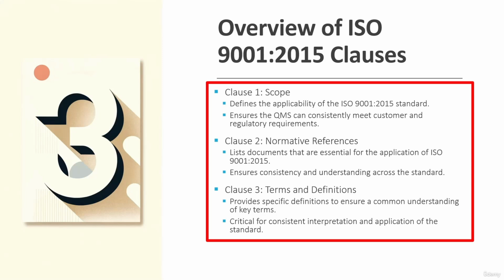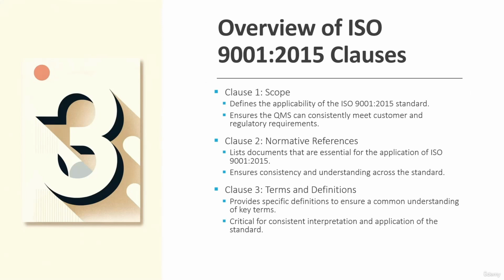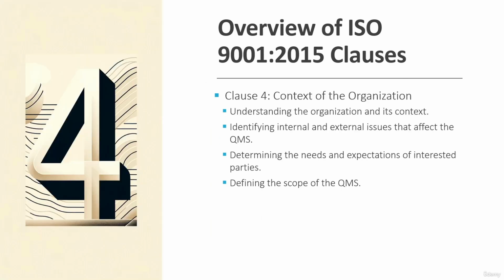So for that reason, any quality system basically starts with clause number 4 of ISO 9001. Let's come to clause number 4. Clause number 4 is the context of the organization. And if you remember, this clause was under the planning part in PDCA. Now, what is the context of the organization?